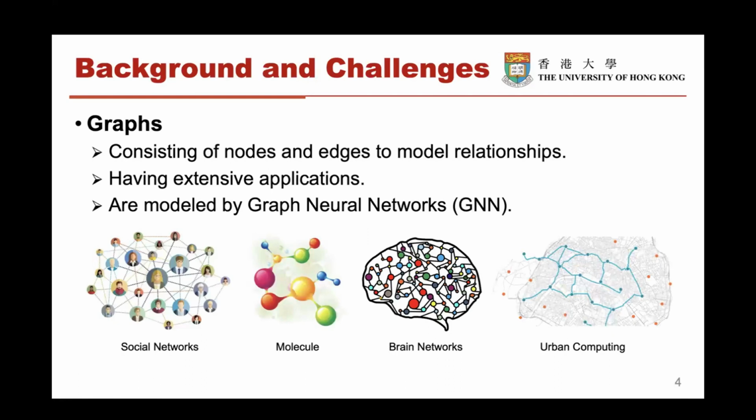Okay, so what is graph data? Graph data consists of nodes and edges, and can be used to represent the complex relationships between entities. You may have learned it in discrete mathematics, and this type of data has extensive applications in many fields, such as social network analysis, drug discovery, and urban computing.